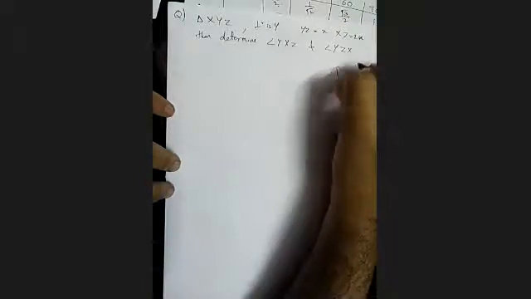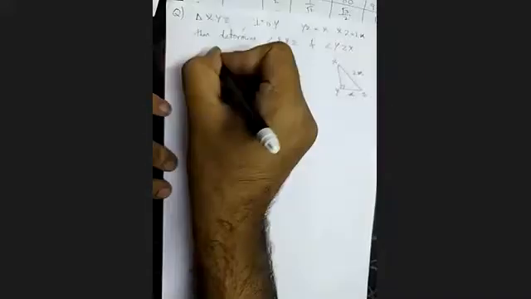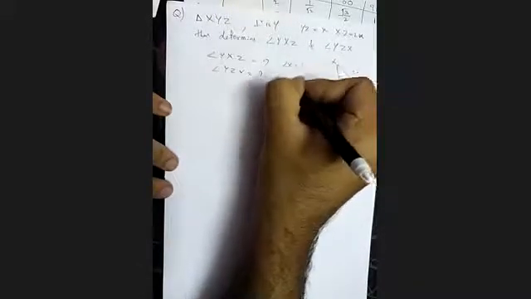In triangle XYZ, right angle is at Y. This is our triangle, right angle is at Y. YZ is x, XZ is 2x. Determine angle YXZ. You have to find YXZ and YZX. So indirectly you have to find angle X and angle Z.